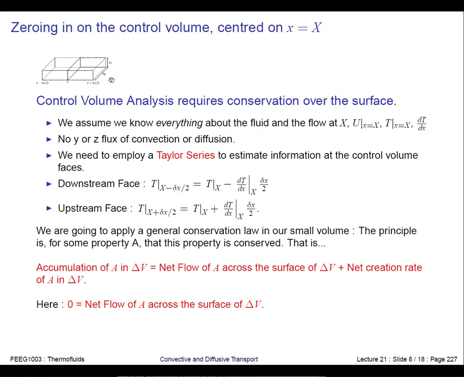So how are we going to estimate the value of stuff on the upstream and downstream faces? We're going to use a Taylor series. We're going to assume our control volume is really small, so we're going to use a first order Taylor series. If we want to work out what the temperature is on this face, and we know what things are in the middle, we can use a Taylor series like this. And for the face here, it's this particular one here. So we're going to use these repeatedly.